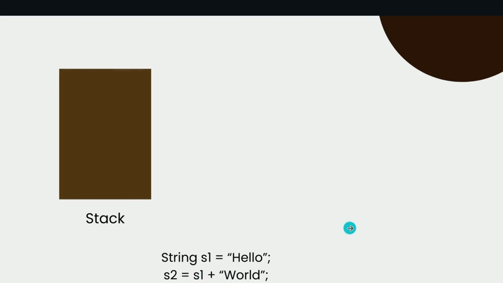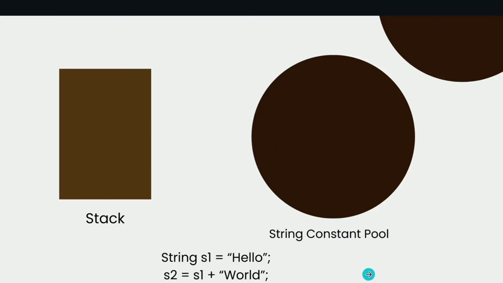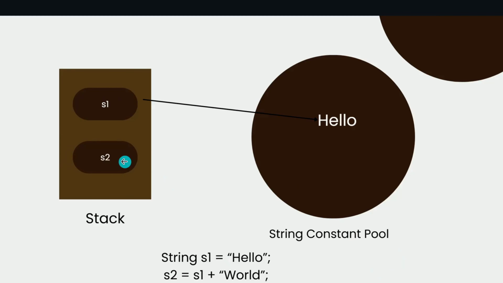Now I'll make a little modification. The same string s1 is hello, but s2 is equal to s1 with the word concat applied. So what it does actually: this is the stack and this is the string constant pool. s1 is still referring to hello, that's correct, the first one, what you understood. The s2 now comes to the stack as a variable reference, and then a whole new object, hello world, got created in the string constant pool.